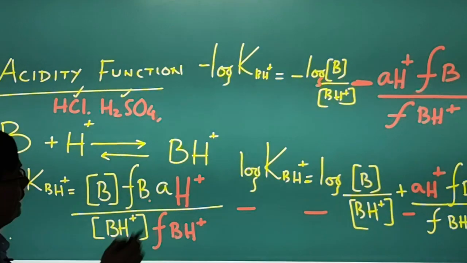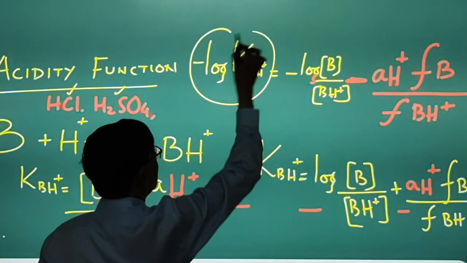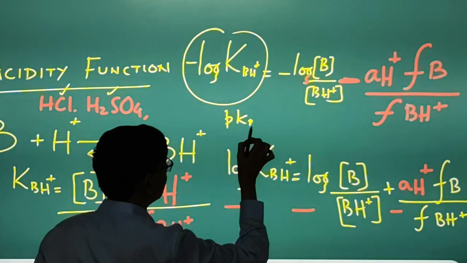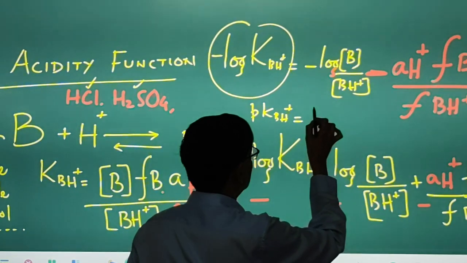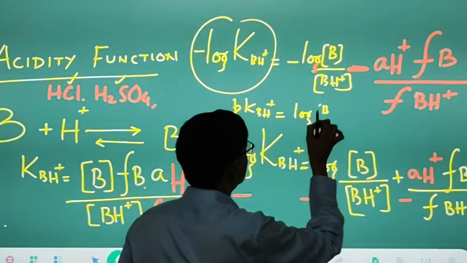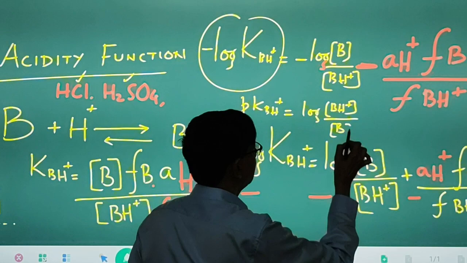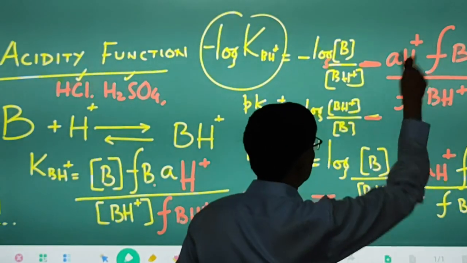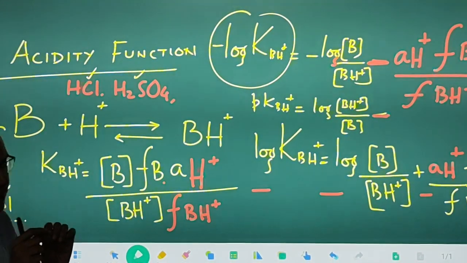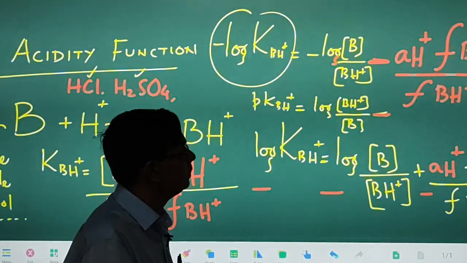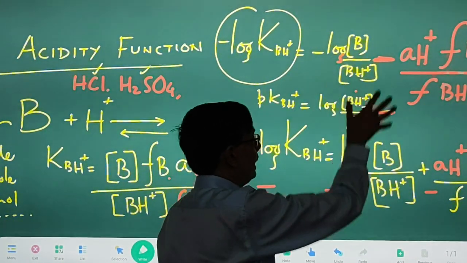So we all know that minus log of KBH is sometimes called the pKBH. And if I write plus log of BH plus over B, I just change the sign, minus this term. Now imagine the solution is very dilute. There is no difference between the molecular species and the protonated species, so this part can be avoided.